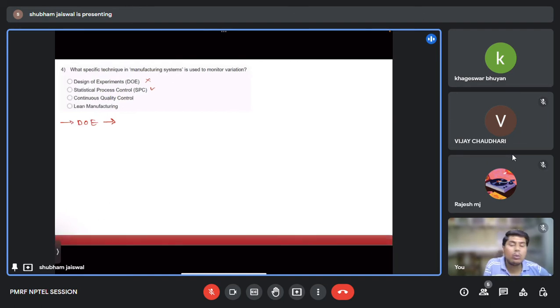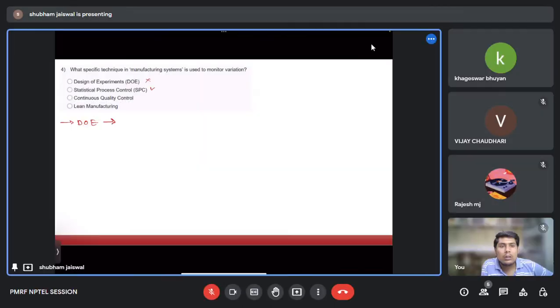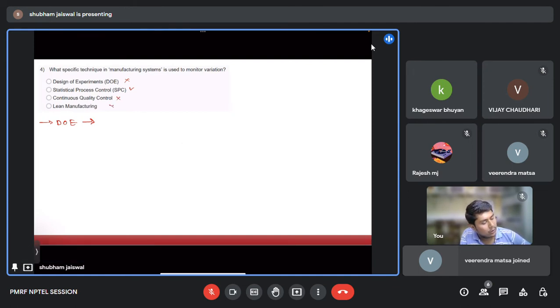When we try to continuously improve our quality, that is continuous quality control, so this cannot be the answer. Similarly, lean manufacturing also. The only correct option here is statistical process control. Okay, so the next question.